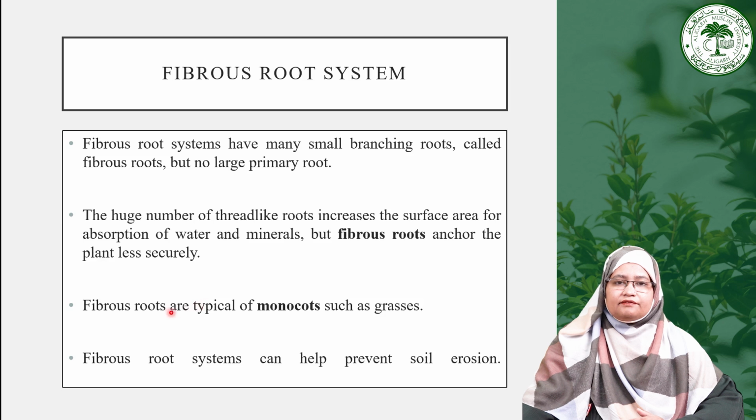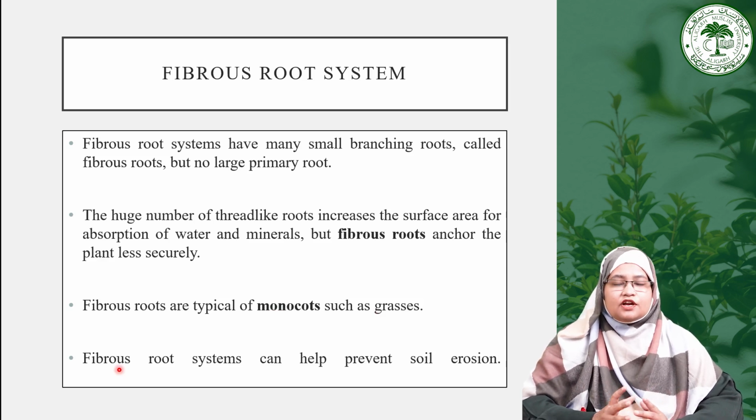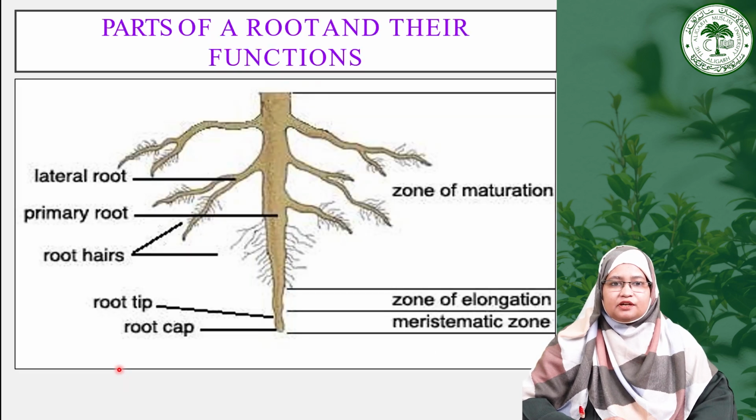The fibrous root system is typically a part of the monocots, such as the grasses. If you see, the fibrous root system can help to prevent soil erosion, because they have a quite dense network. So, they bind the soil very tightly at that portion where it is present. So, these are the main two types of root system which are present in a plant.